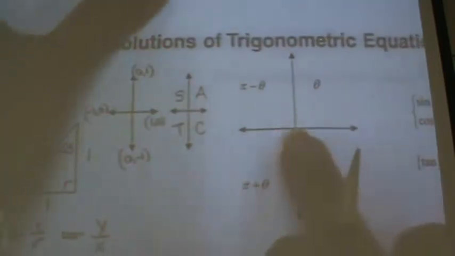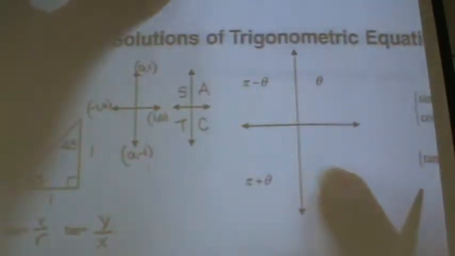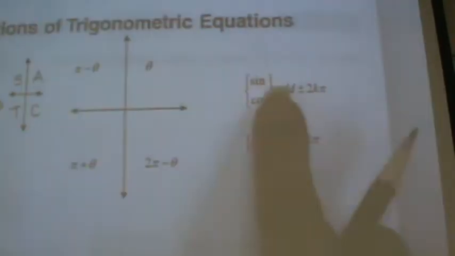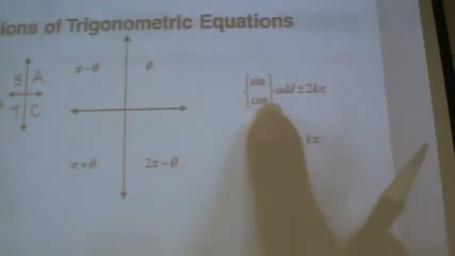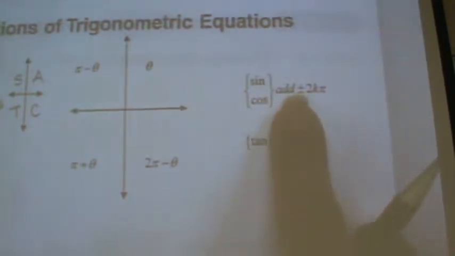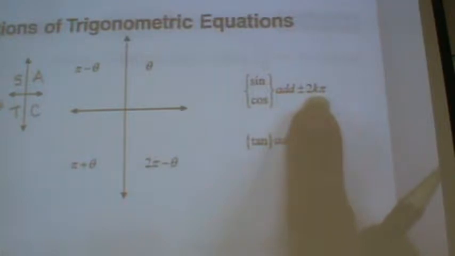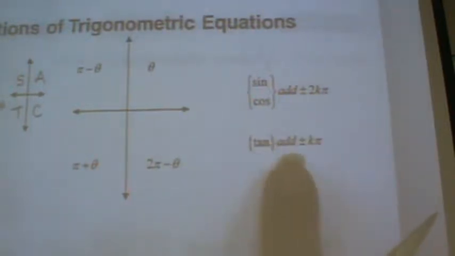We're going to explain this in a minute, so just leave that alone for a second. And also, right here, sine and cosine, since the period is every 2 pi, you added 2k pi to those two, and if it was a tangent, you added k pi.